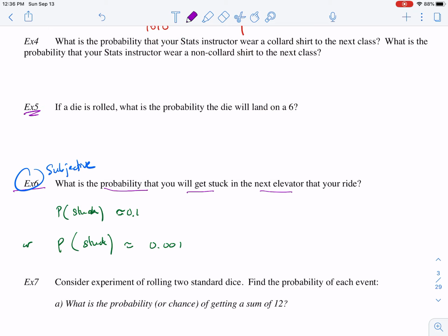Exercise 5: when you roll a die, this is a 6-sided die, right? What is the probability that the die will land on a 6? There are 6 sides on a die, and there's only one number that is 6, so there's a 1/6 chance that the die will land on a 6, right? So this is using the classical approach.